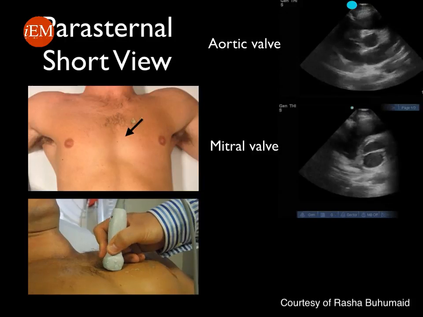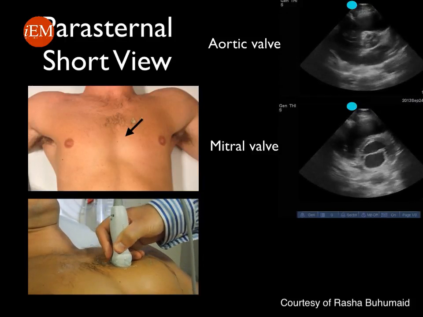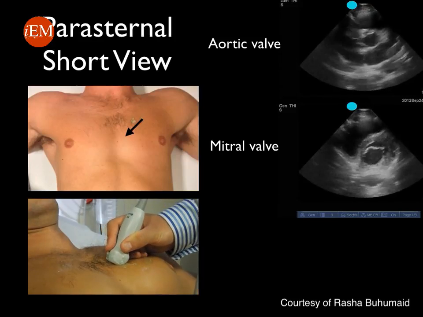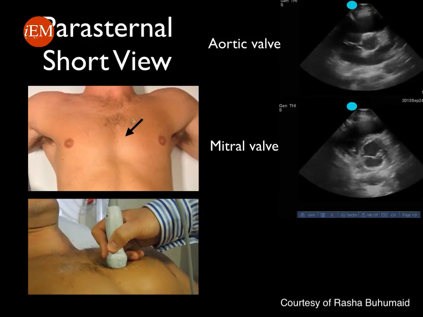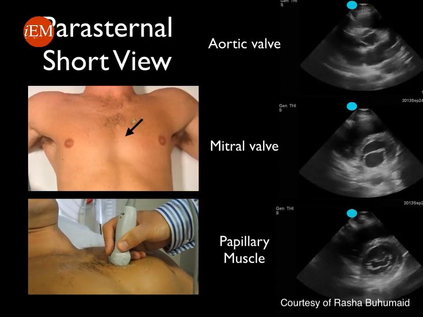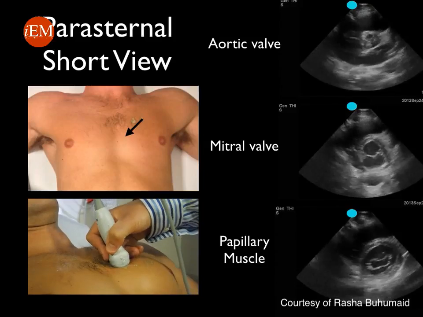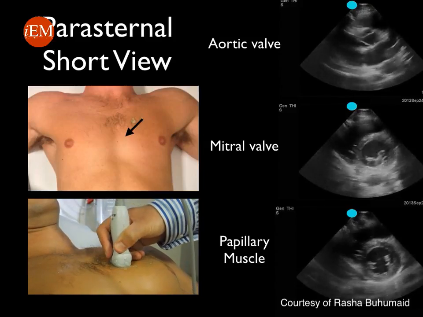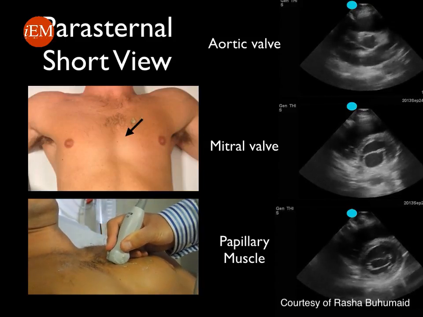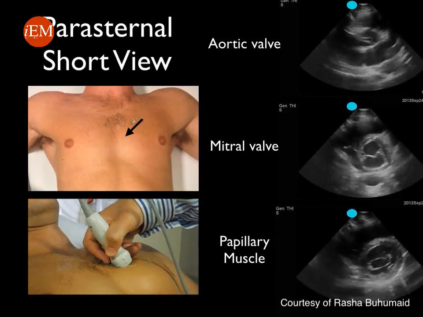If you are more perpendicular to the chest wall, you will obtain the view of the parasternal short at the level of the mitral valve, noted here as a fish mouth. And if you're angling or tilting the probe towards the apex, you will obtain the parasternal short view at the level of the papillary muscle, which is the best location to evaluate the left ventricular function.